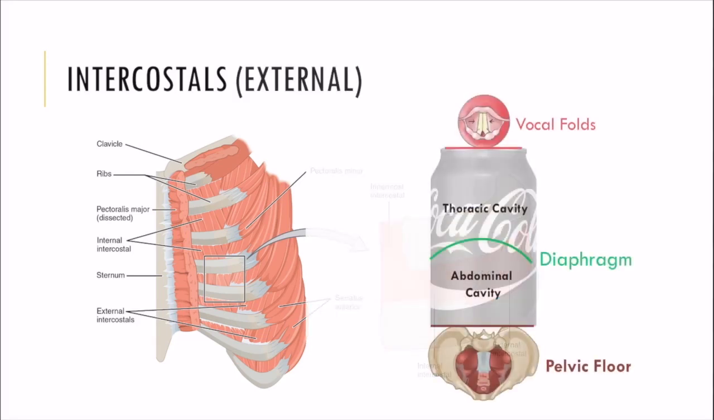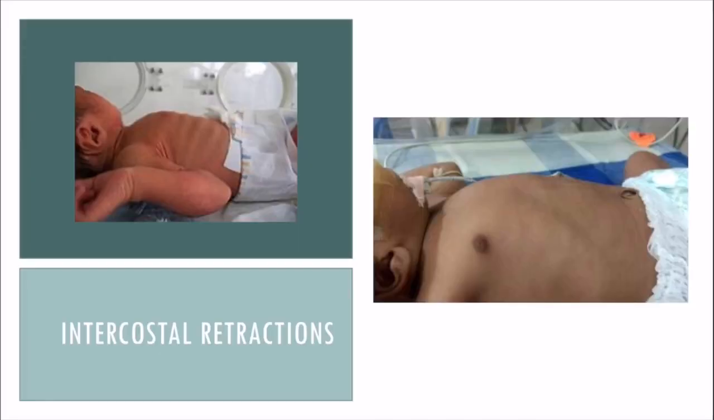So if we add that to our story of the soda can, which is a flimsy outer container that only creates stability by being pressurized: we said the top of that container is the vocal folds, the bottom is the pelvic floor, the pressure generator is the diaphragm. The abdominal wall is primarily stabilized by the transverse abdominis, and then the intercostals help to stabilize the thoracic cavity and prevent the negative thoracic pressure from sucking inward with every breath.